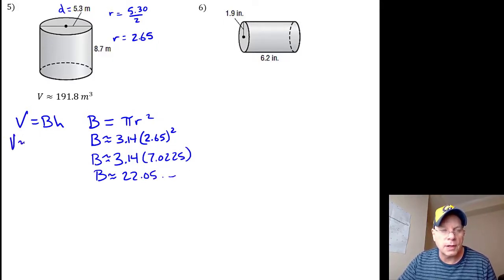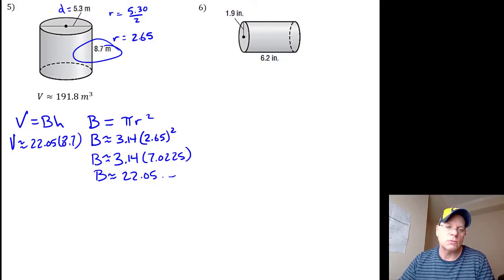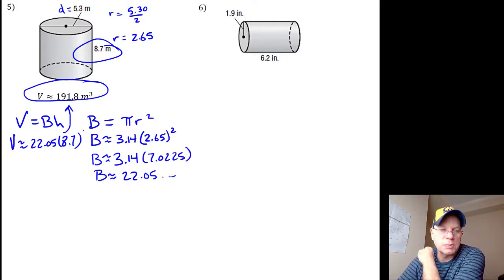So volume is approximately 22.05 multiplied by the height, 8.7. 2 8s is 16, 160 and 16 is 176. I was going to say that gives me confidence about this answer, but 176 is pretty far off from 198, right? Except I was multiplying by 8. I probably should have been multiplying by 9 if I was estimating, because it's a lot closer to 9 than it is to 8. So I feel good about that volume.